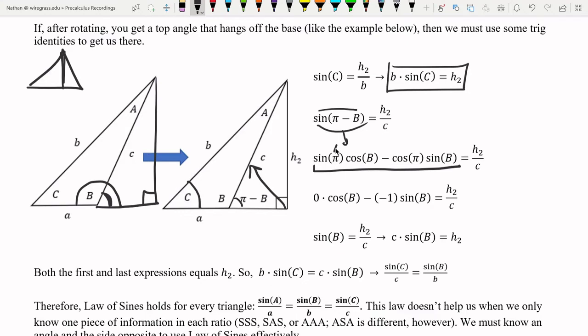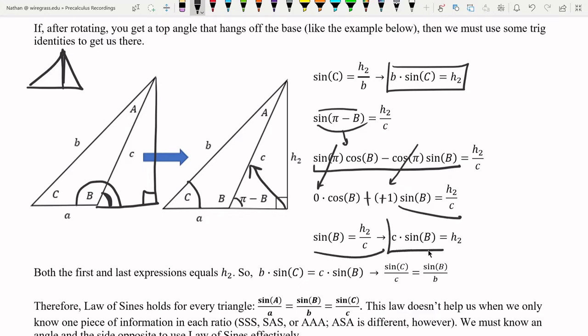Well, sine of pi is just 0. Cosine of pi is -1. Cosine of b is actually a little bit hard to find, but we don't need to find it because 0 times cosine b makes it go away, so we don't have to worry about it. Sine of b is exactly what we want, actually, because we have sine of c and b. We want sine of b here. And that's what remains. Negative times negative is positive, and we get sine of b equals h2 over c.